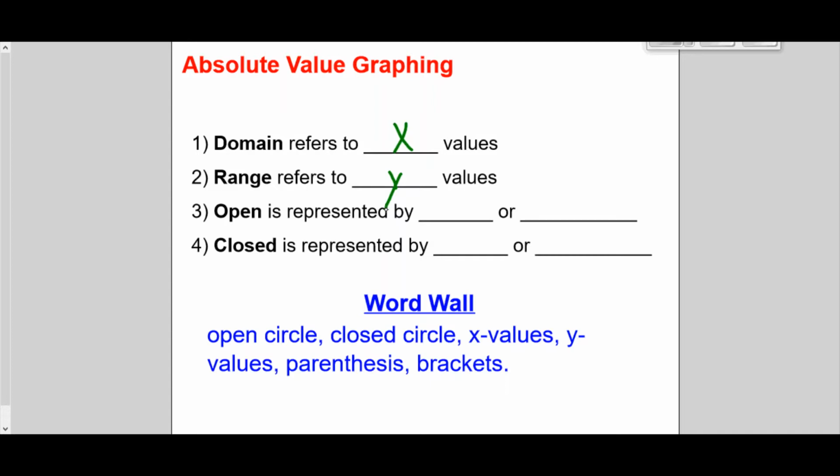The open, remember, open is represented by an open circle. So it looks like that. Or we use parentheses to show open. Closed, remember, that's represented by a closed circle, so a circle that's filled in, and then brackets. So this is all stuff that we saw with the linear unit. We're just going to see it here again with the absolute value unit.